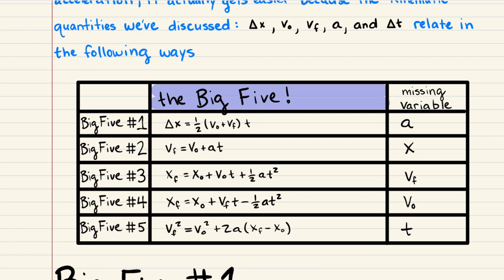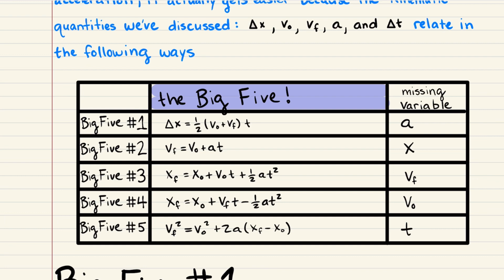For big five number three, we have our final position is equal to our initial position. A lot of times you'll see this written where this is already moved over and it's just delta x, displacement, plus initial velocity times time plus 1/2 acceleration times time squared. You'll notice that in this relationship, we are not considering final velocity at all. For big five number four, we have our final position is equal to our initial position plus our final velocity times time minus 1/2 a t squared. In this case, we are not considering the initial velocity of the object at all.